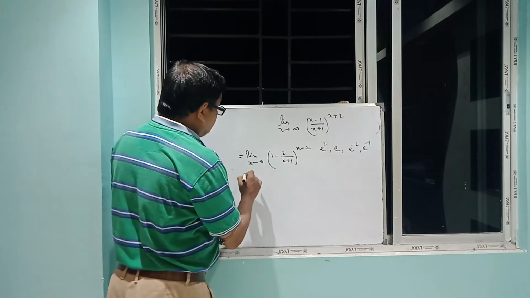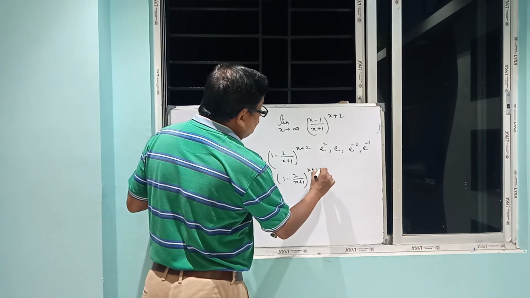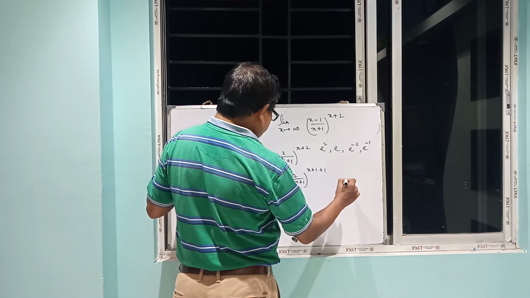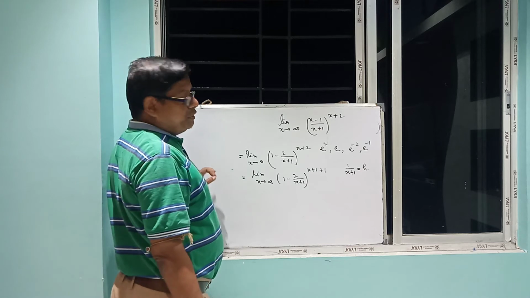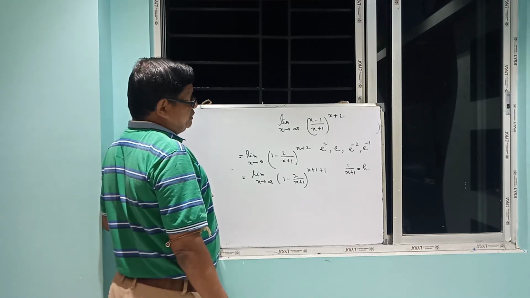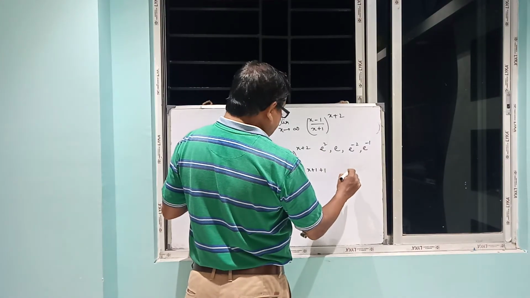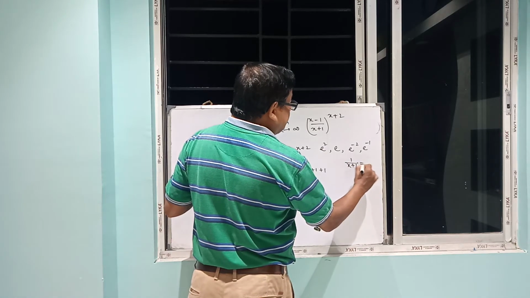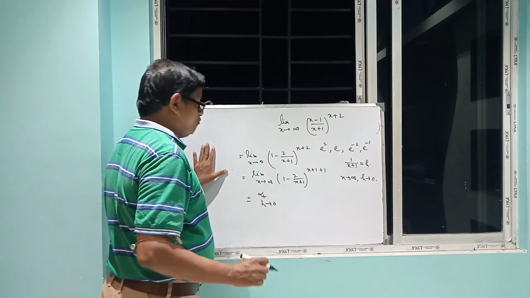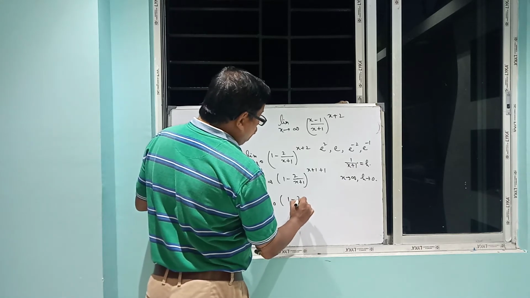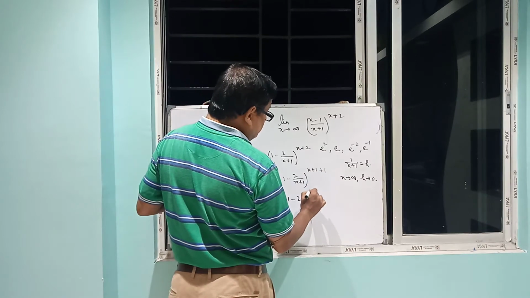Now, in this equation, 1 minus 2 by x plus 1, to the power x plus 1 plus 1. Right, 1 by x plus 1 is constant. Suppose 1 by x plus 1 equals h. Okay, x tends to infinity, then h tends to 0. So limit h tends to 0, this one, 1 minus 2h, and x plus 1 means 1 by h, so x plus 1 is 1 by h plus 1.